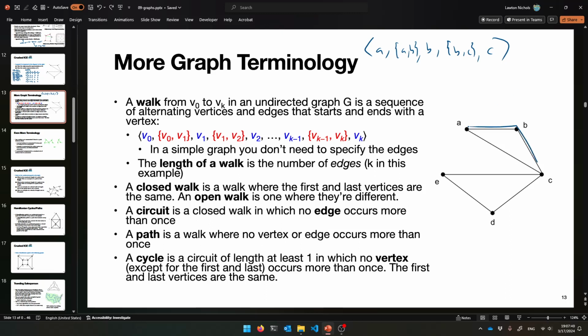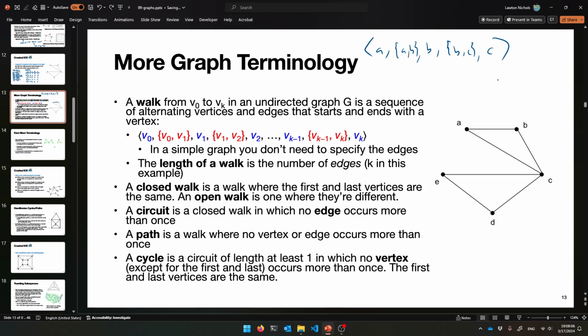So this is a cycle. It's also a closed walk. It's also a circuit, not reusing edges. Let me try to show you a circuit that's not a cycle. So this is totally a cycle. The only one being doubled up on is A. Not reusing edges, not reusing vertices except for the first one.